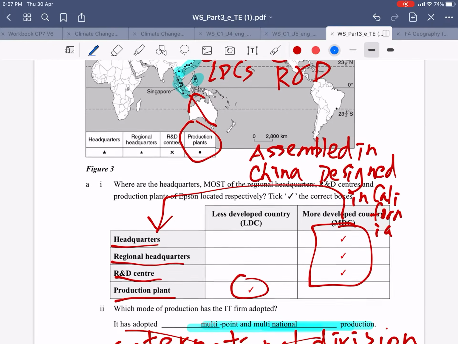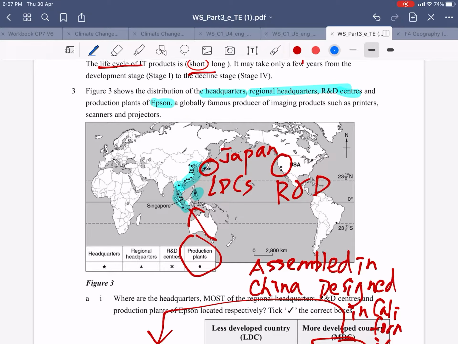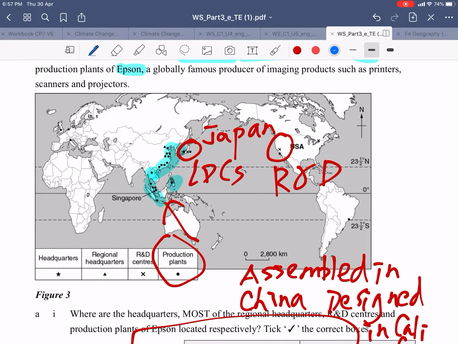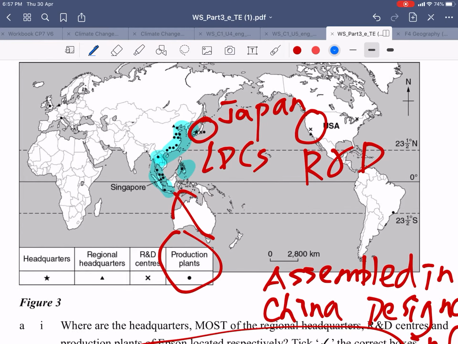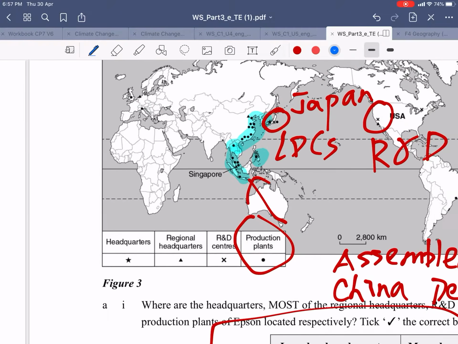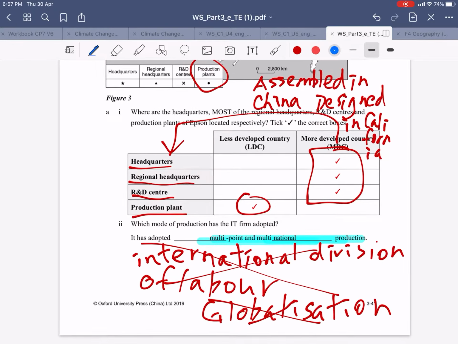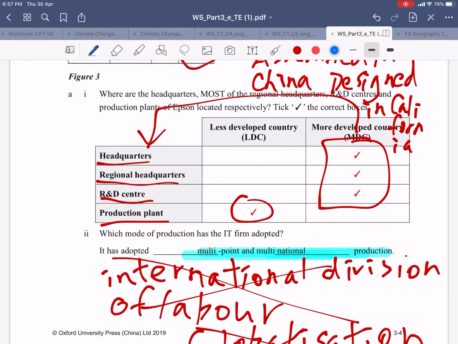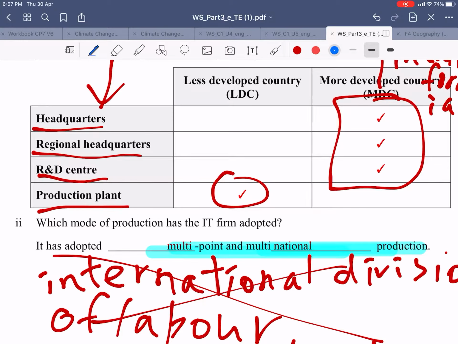But where are we going to do the research and development? Mostly in the USA. How about the production? Production you can see right here, mostly in Southeast Asia and also China. But why? What is this type of production mode? This is multi-point production. Some of you in the quiz or the examination paper may see questions asking about these production modes, mainly about multi-point production.